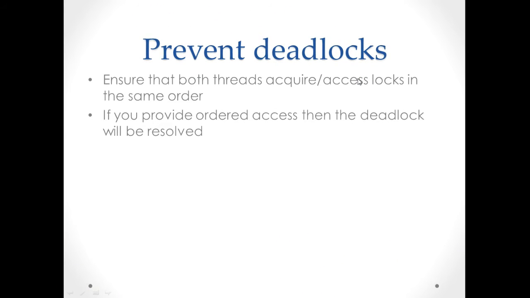In more technical terms, in order to prevent a deadlock, you have to ensure that both threads acquire locks in the same order. So if you're ever asked in an interview how you prevent a deadlock, just say you have to make sure that both threads acquire locks in the same order. Another thing you can say is if you provide ordered access, then the deadlock will be resolved. So if you're ever asked this in an interview, remember these two bullet points right here.